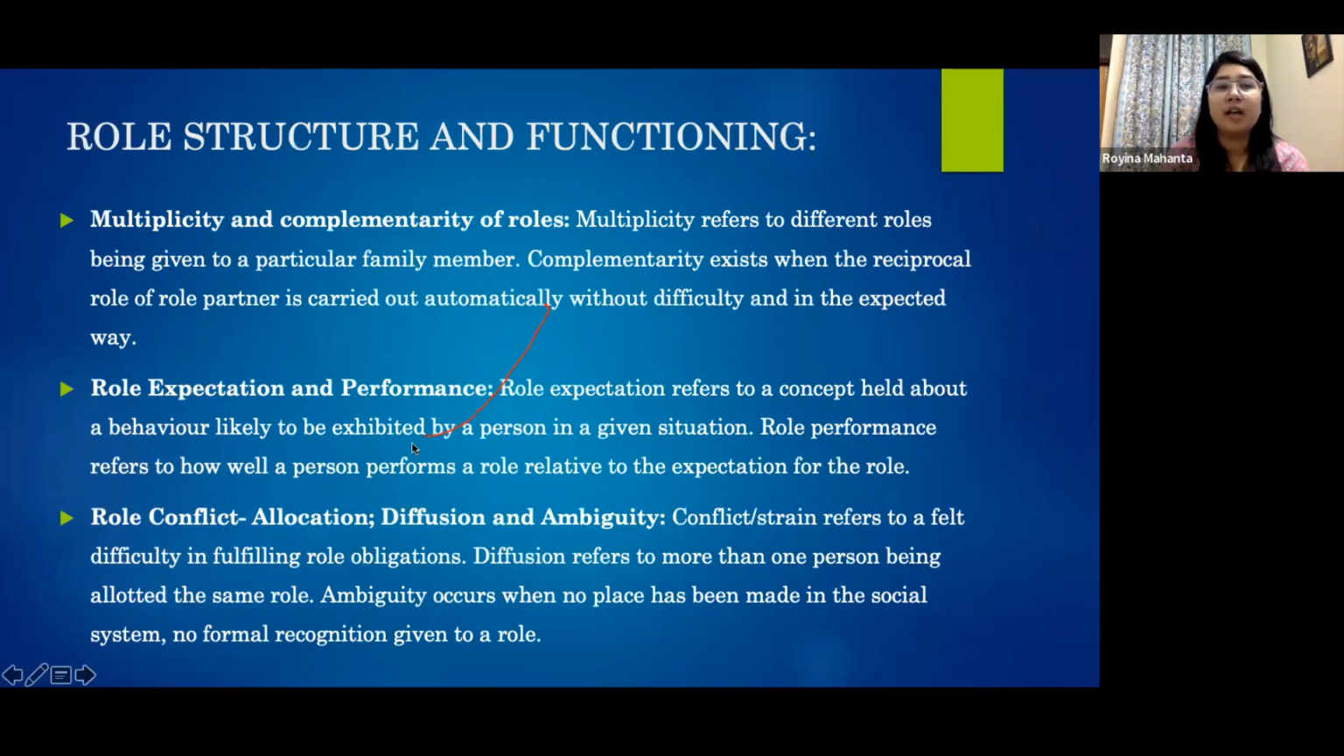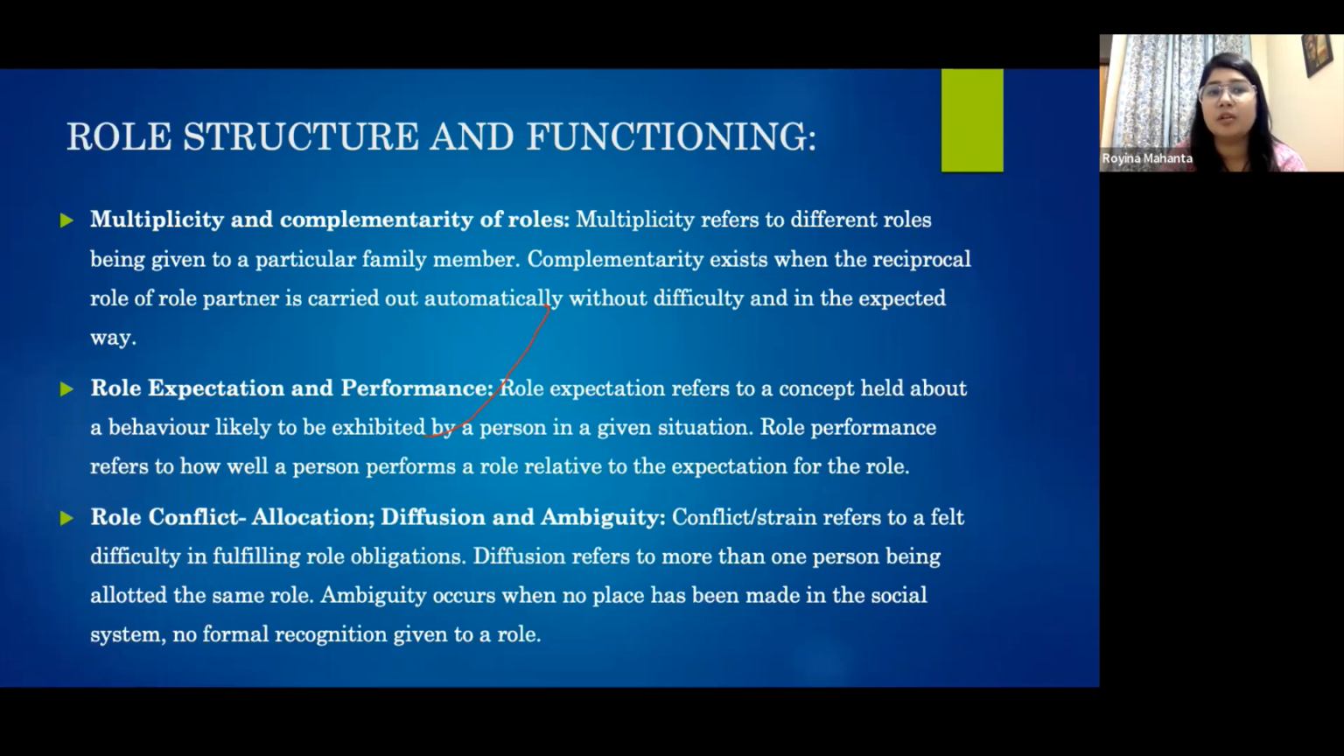Then next we come to role structure and functioning. So in role structure and functioning, I'll be talking about multiplicity and complementarity of roles. Multiplicity, the term multiplicity itself is self-understood. That is, every person has multiple roles within a family. That of a daughter, wife, mother, son, husband, brother. So one person can be performing multiple roles within a family.